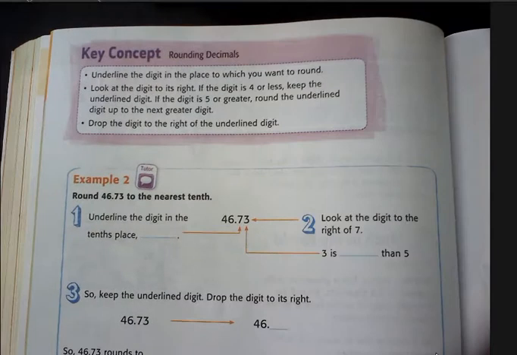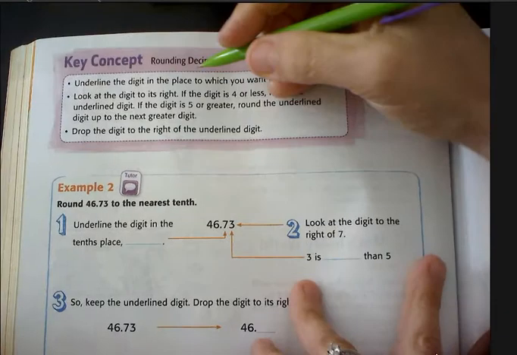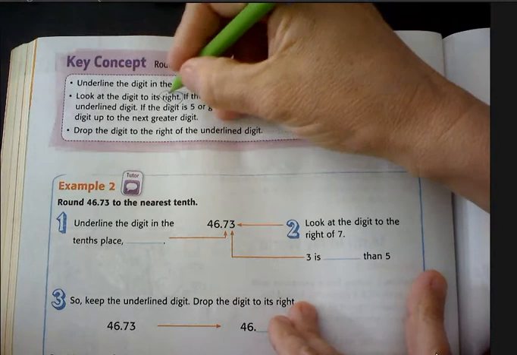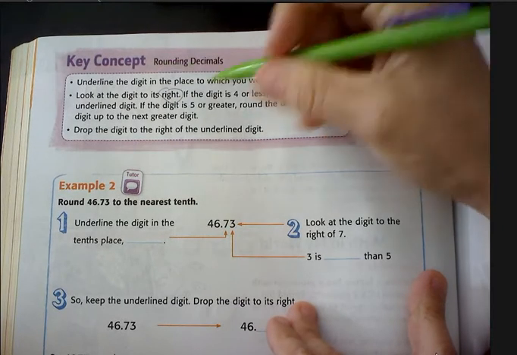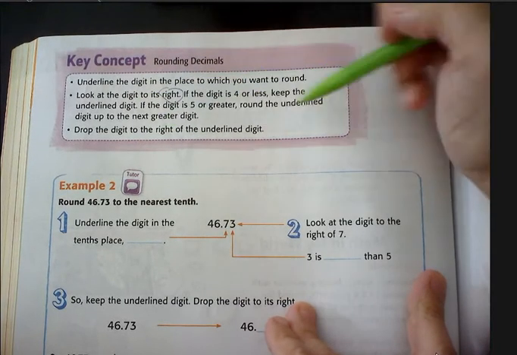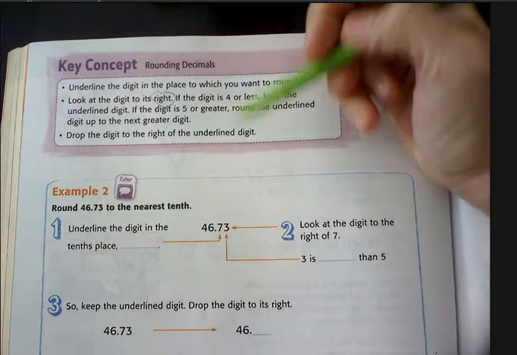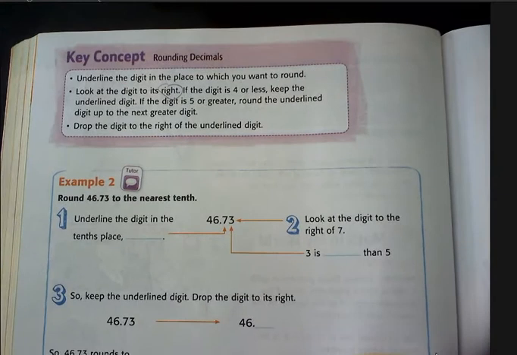So to round decimals, we underline the digit in the place you want to round. Look to the digit to its right. If it's 4 or less, keep the underlined digit. If it's 5 or higher, round it up. And then we drop any digits to the right. So that's a lot of key concepts, so let's work through that.